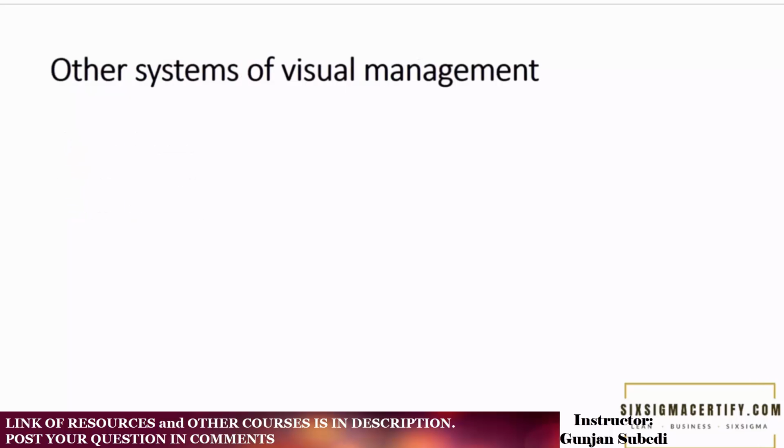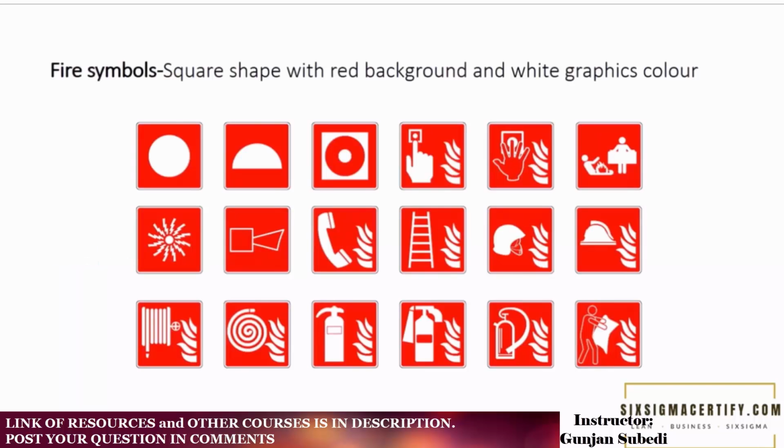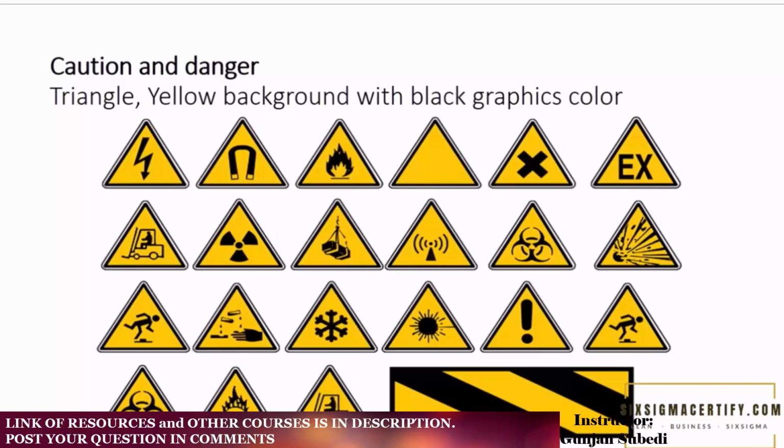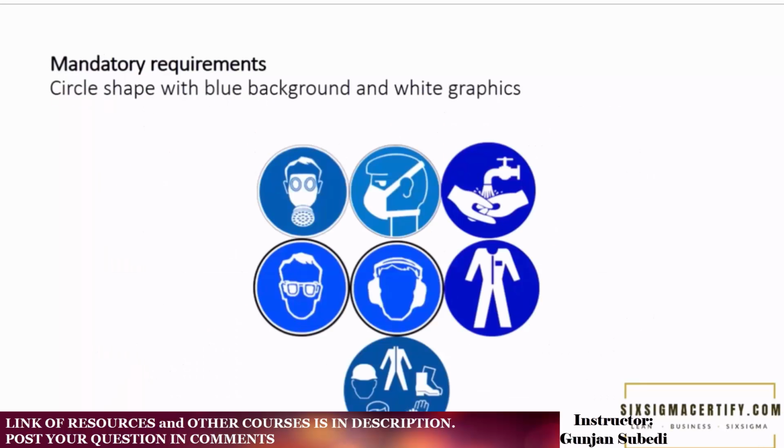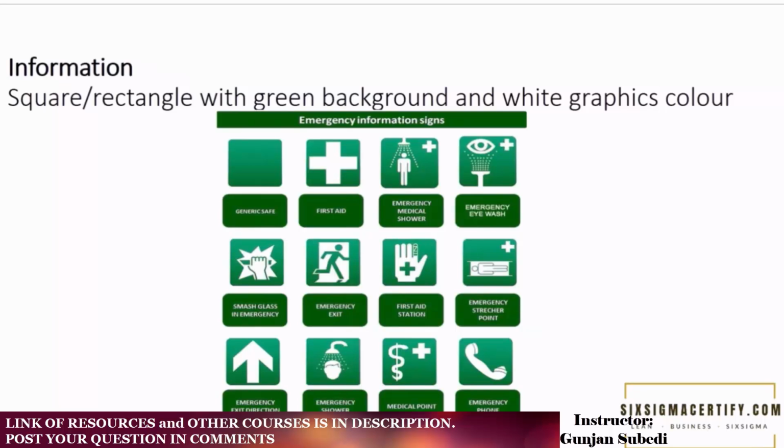Other systems of visual management: Kanban system of visual management and color coding system of visual management. Let us see some of the visual displays for communication in visual management. Fire symbols are a square shape with a red background and white graphics color. Next, we have caution, and these are triangle shape, yellow background with black graphics color. For mandatory requirements, these are circle shape with blue background and white graphics. For information symbols, these are a square or rectangle with a green background and white graphics color.